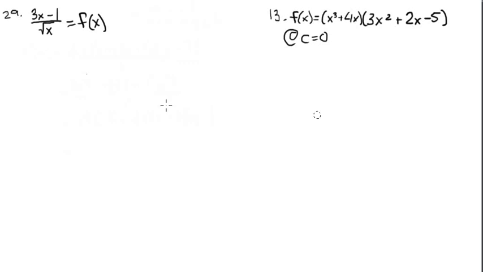Okay, let's do some problems out of section 2.3. The first one that we're going to do is number 29. In number 29 it says find the derivative of the algebraic function. Our first function is (3x minus 1) over the square root of x. So let's find the derivative.